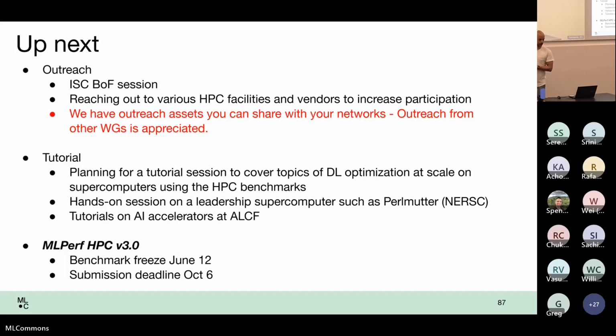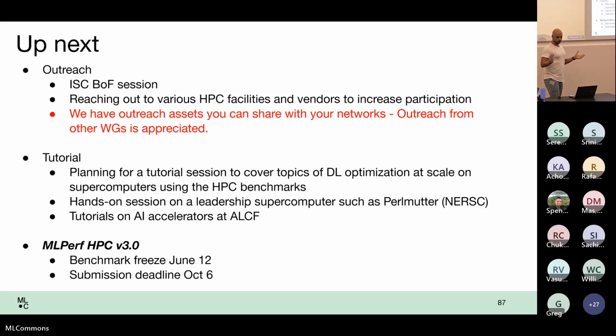What's coming up next in terms of outreach? We are doing a birds of a feather session. We're also reaching out to various HPC facilities and vendors. And the working group has created outreach assets that anyone here is welcome to use and share with your own networks to increase participation in our submission. We're also doing tutorial sessions wherever we can, hands-on sessions with supercomputers such as Perlmutter, and there have been tutorials on various AI accelerators.